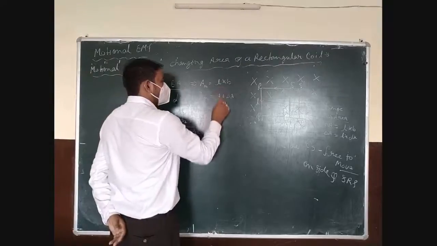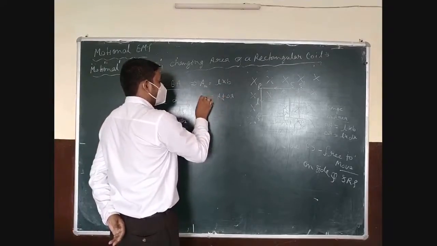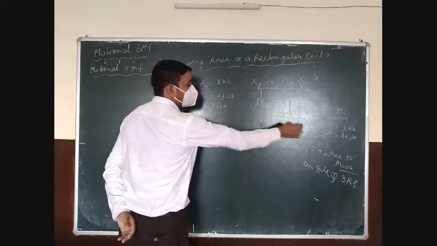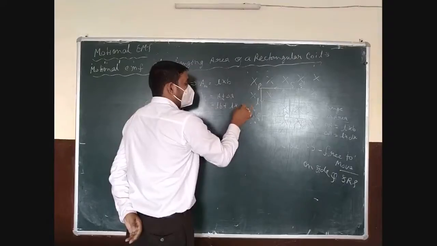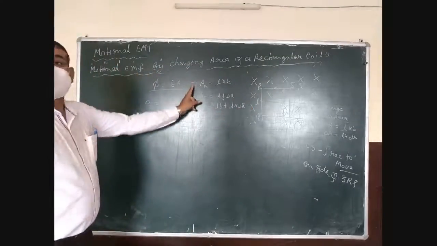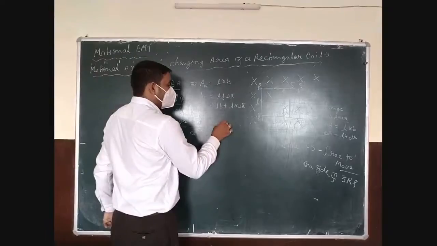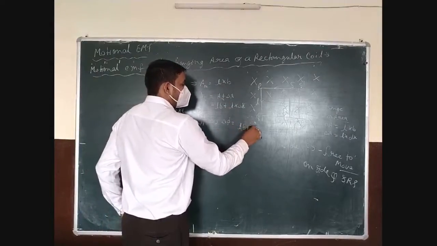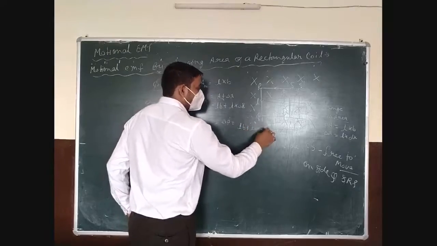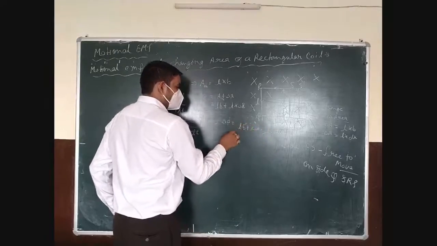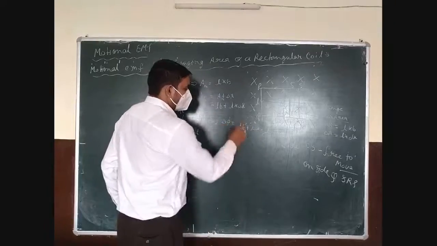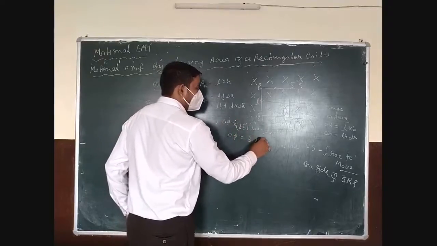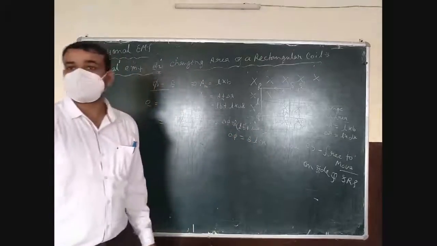As you have, the initial area is how much? L into B, and this area is L into del X. Now you can calculate the change in area, del phi, which is equal to LB plus L del X minus LB. Now this LB is cancelled and you will get del phi is equal to B L del X. It is clear or not?